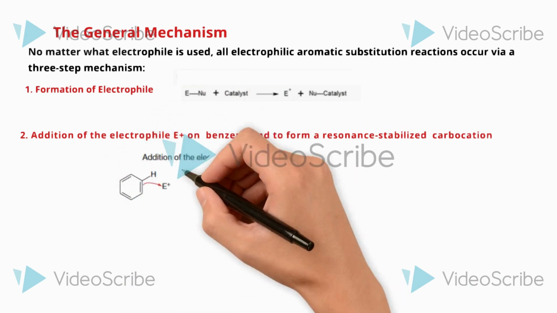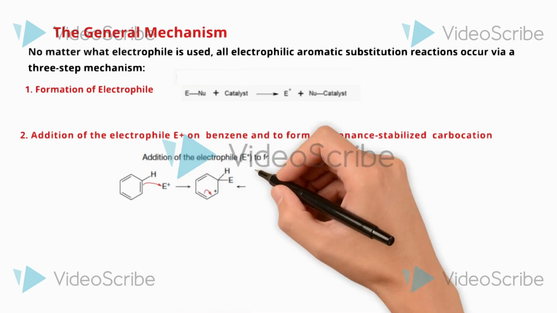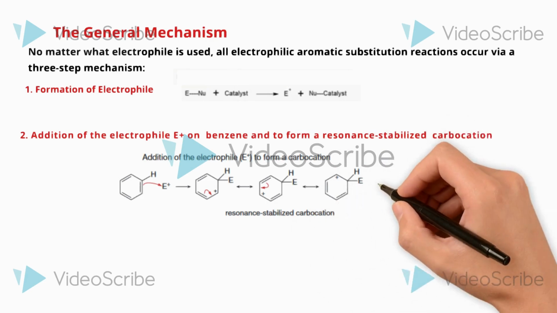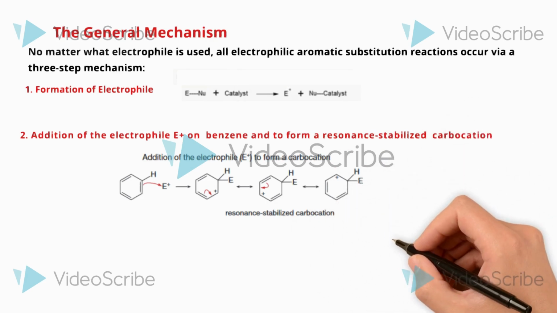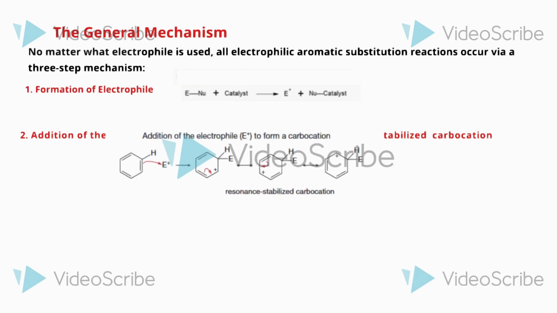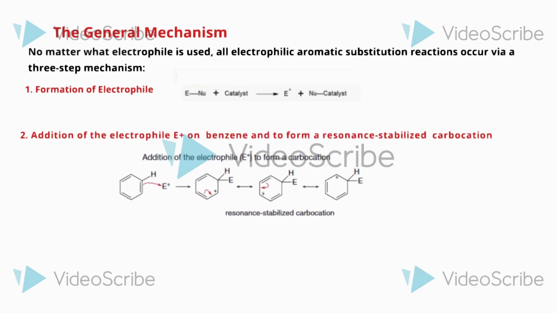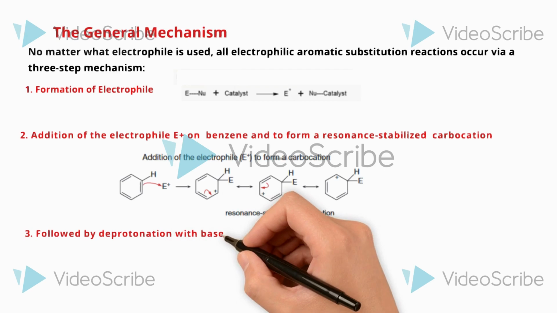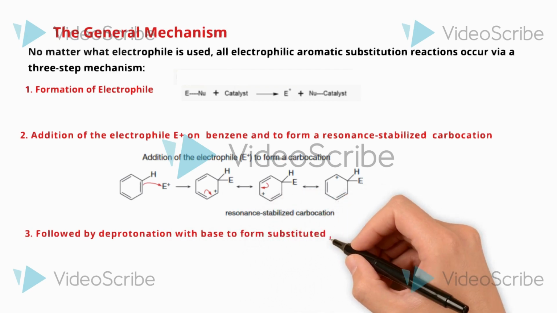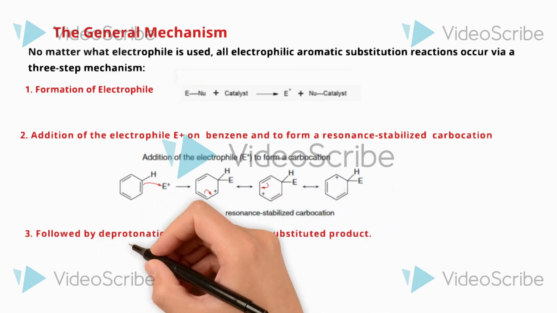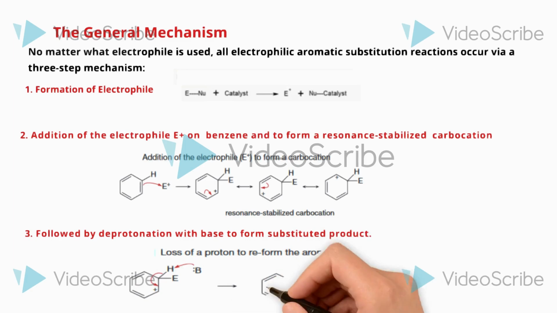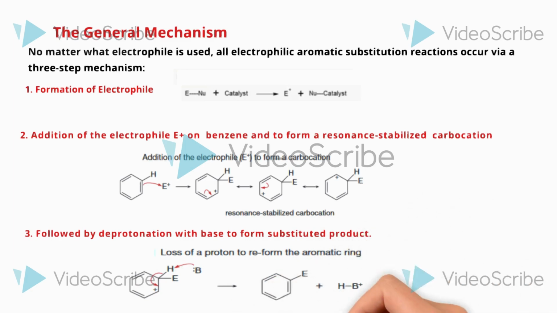Step 2 is addition of the electrophile to form a stabilized carbocation. Here, the addition of the electrophile forms a new C-E bond using the 2 pi electrons of the benzene ring and generates a carbocation. The carbocation intermediate is not aromatic, but it is resonance stabilized by 3 resonance structures. This step occurs very slowly and is called the rate determining step.